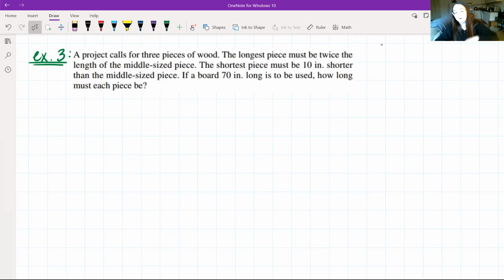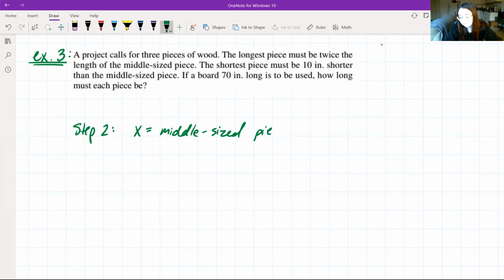So to point out, we're comparing this long piece and the short piece with the middle-sized piece. And we don't have any information about our middle-sized piece other than it is some length. So since we have 3 quantities, and our step 2 is assigning these quantities, we're going to say that X is our middle-sized piece, because we're using this X as the comparison. So now for our long piece and our short piece, we can just manipulate X.